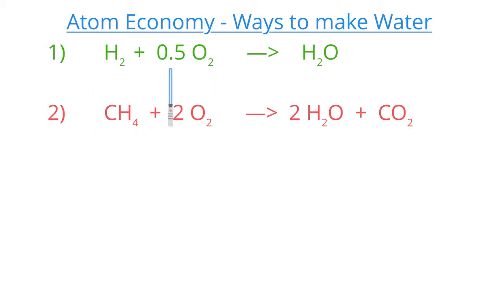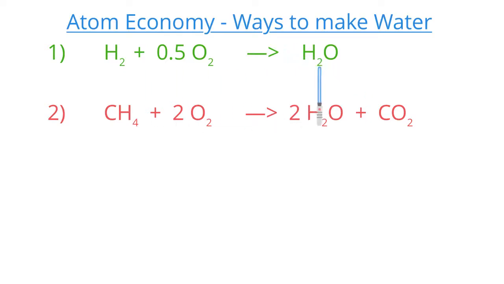So we're going to look at two ways to make water and examine the atom economy of both methods. So I can make water by reacting hydrogen with oxygen directly, or another way to make water, one of many, I can burn some methane and I'll make water that way. Straight away, without doing any calculations, I can tell that the first reaction is the most efficient.